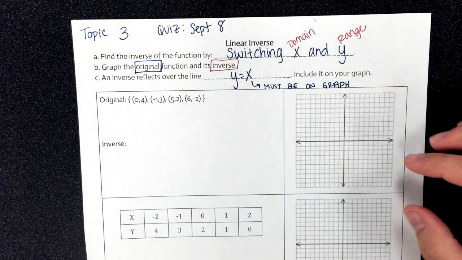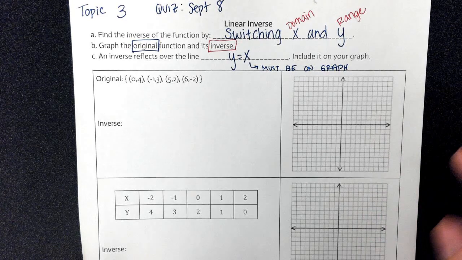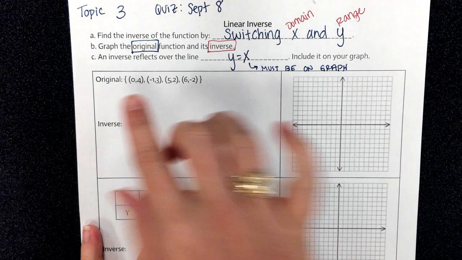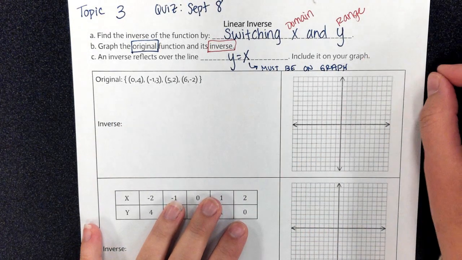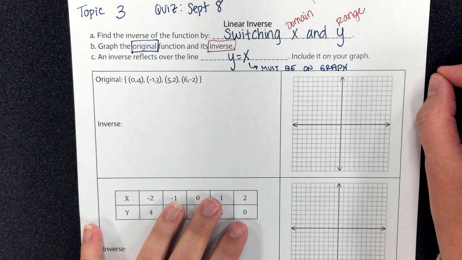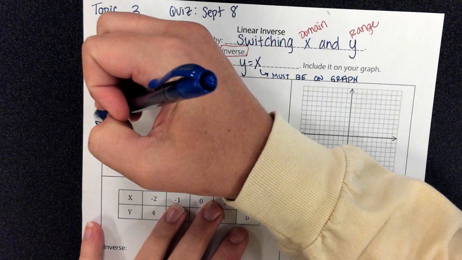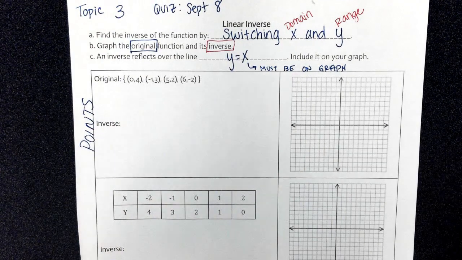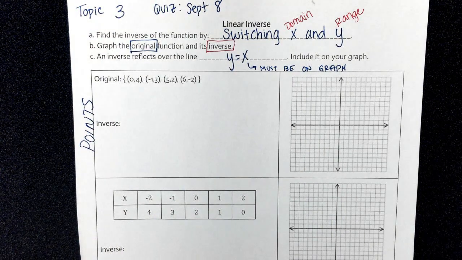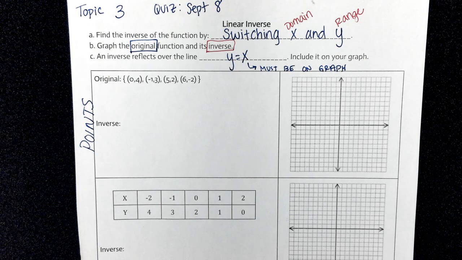Okay, so we're going to start simple. We are just going to start with points. When I put points on a graph, do I connect them? No, because these are points. So points, we don't connect them. Even if they look like a line, we don't connect them. They are just points, okay?